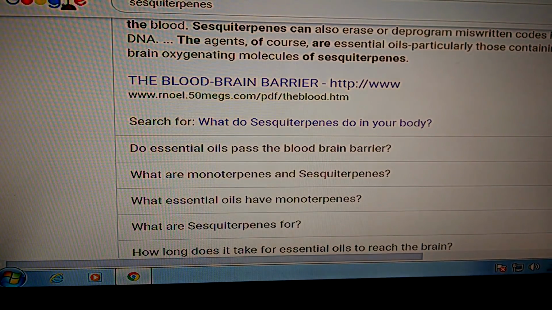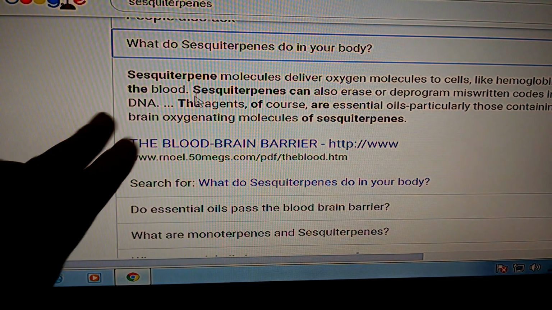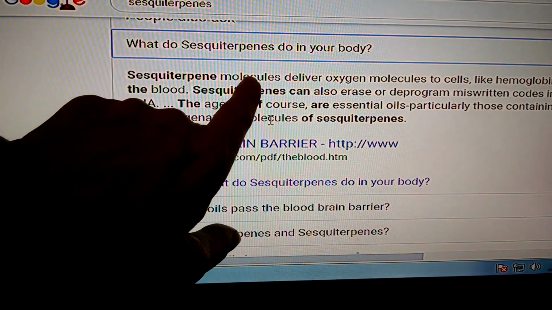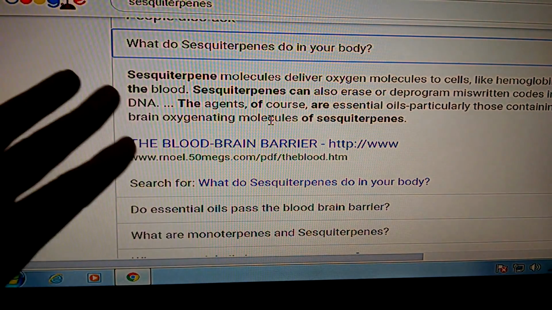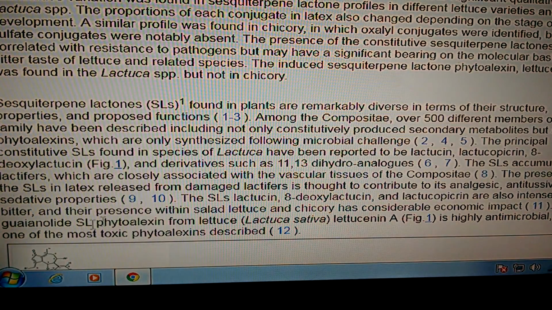And so, sesquiterpenes, right here, when you go to just Google what they are, to look up what they are, sesquiterpene molecules there are varieties in all kinds of plants. The one that happens to be in these lactucas is this lactuca. So that is the agent that works right there for us. Now we're going to go back to this study.